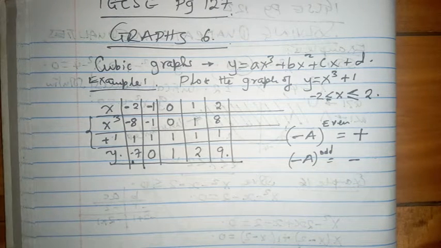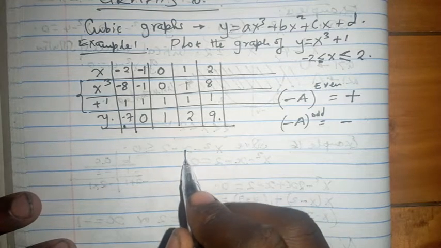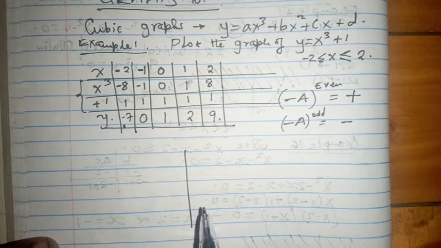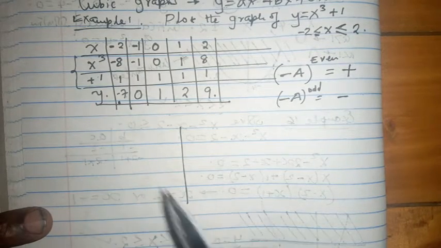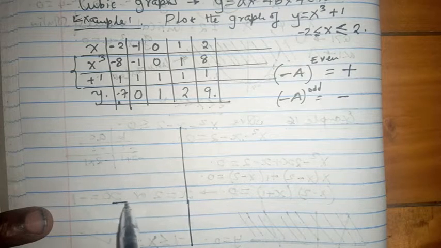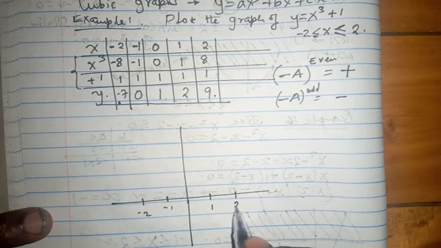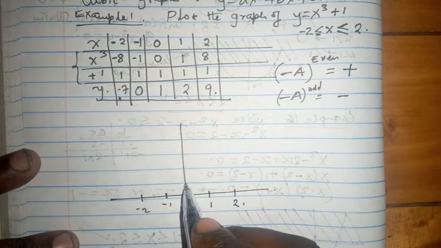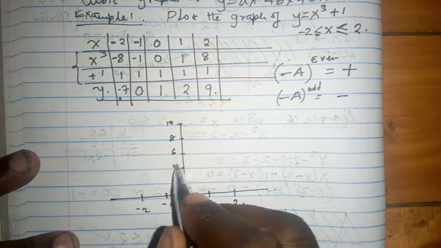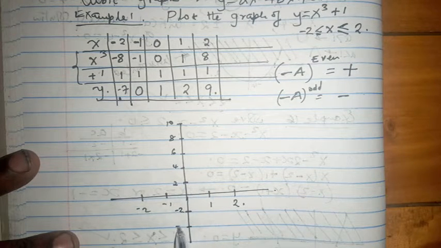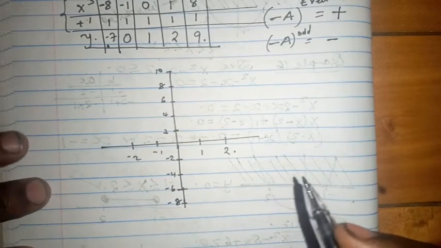Now that we have the values of x and the corresponding values of y, we need to examine our situation and find out what exactly we need to show. We need the highest value of y, which is 9, and the lowest value of y, which is -7. So we have x at -2, -1, 1, and 2. If this is 2, 4, 6, 8, and 10 going up, we can also say this is -2, -4, -6, and -8 going down, just to sketch.